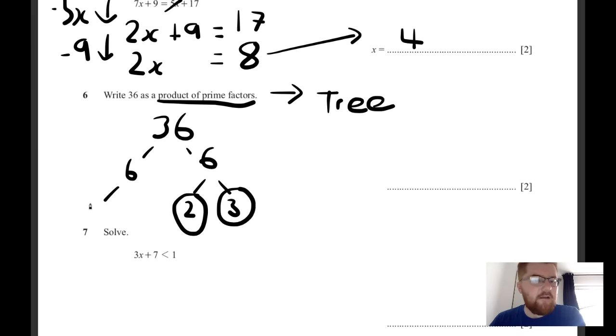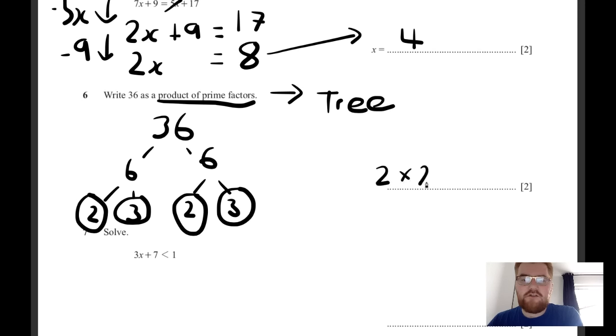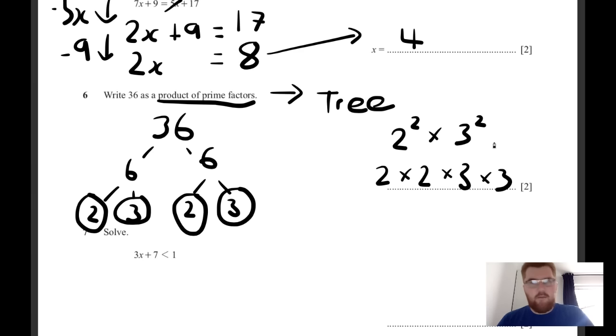Well, it's the same thing. We have 2 here. We have 3 here. So that's prime. That's prime. So our answer will then be 2 times 2 times 3 times 3, which I know some of you will write in a slightly different way: 2 squared times 3 squared. Okay, and we're done. Both answers are acceptable in the mark scheme.